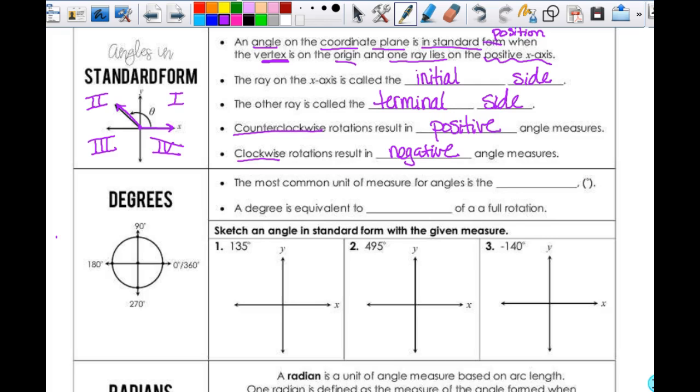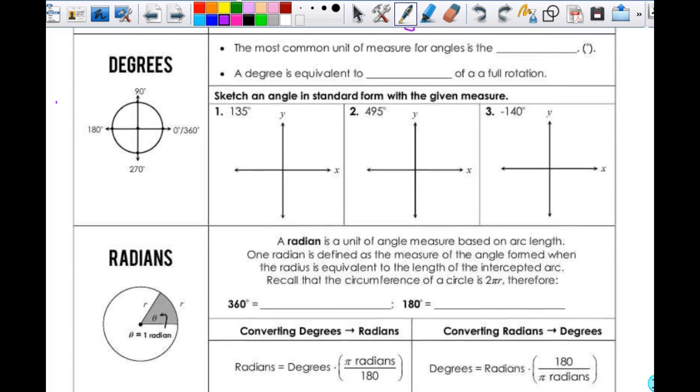All right, so let's talk about degrees. Degrees is the only way you knew to measure angles up until you got to geometry, most likely. And so the most common unit of measure is the degree. So from here's 0, I rotate all the way around, that's 360 degrees, right? Which means a degree is equivalent to 1/360th of a full rotation.